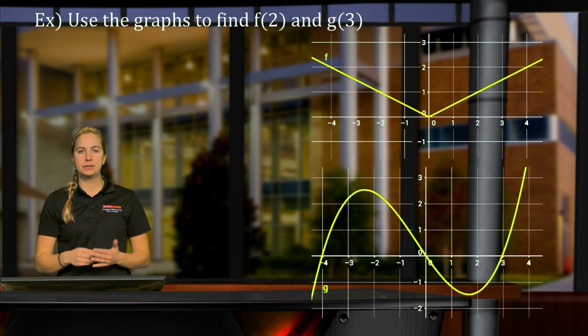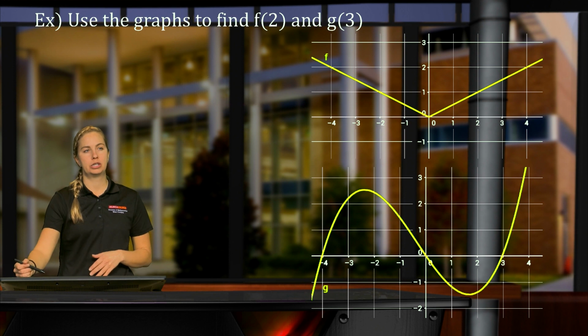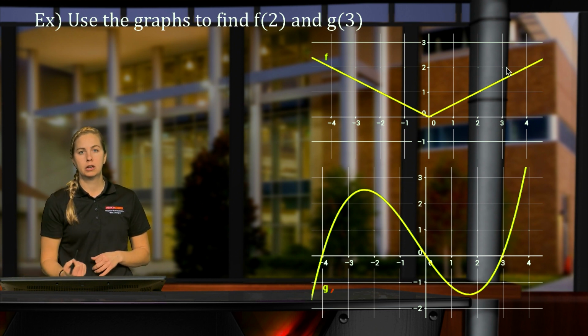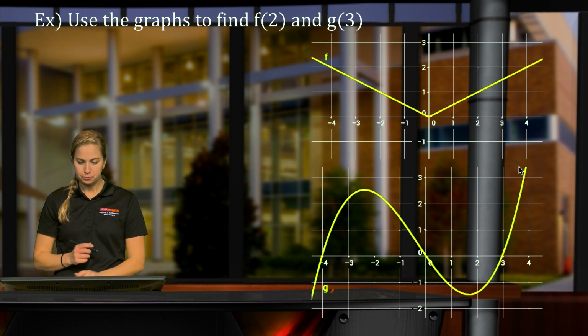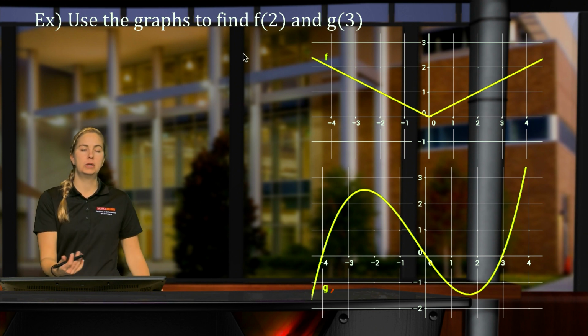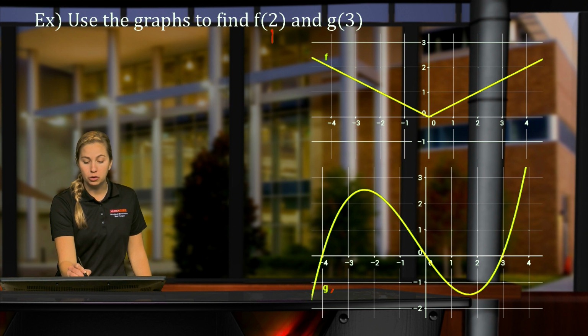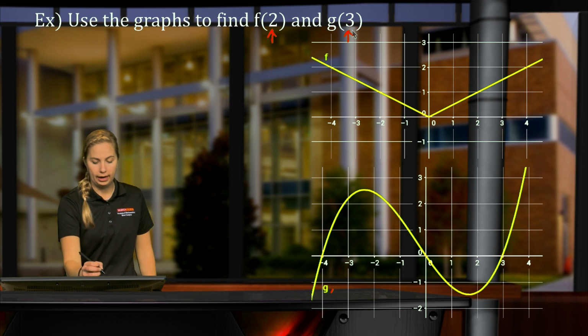Now let's use some graphs to answer questions about function notation. Use the graphs to find f of 2 and g of 3. Notice there are 2 graphs here, but they're labeled. This one is labeled f, this one down here is labeled g, so this we will use as the graph of f, this we will use as the graph of g. In these 2 examples, f of 2 and g of 3, ask yourself, what information are they giving you? They're giving you the input. They're giving you x, and they want you to find y.